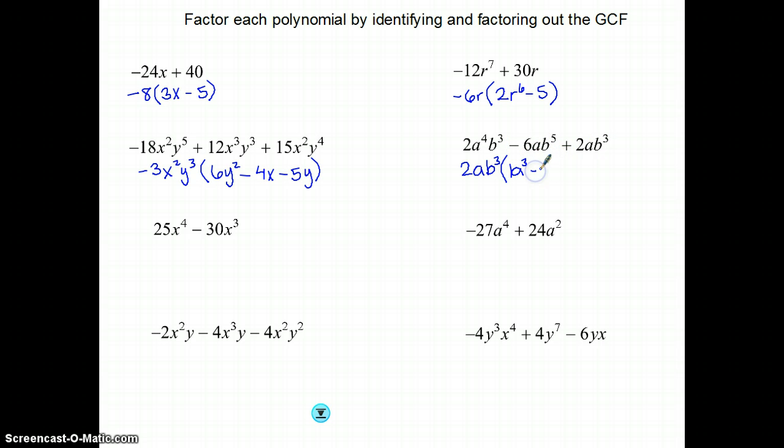Dividing 6 by 2, I get a negative 3. I have 1a, and I took out that 1a, so I have none left. For my b to the 5th, I took out 3, leaving me with b to the 2nd. And for my last term, dividing 2 by 2 leaves me with a positive 1. I have an a, I took out that a, leaving me with no more a's. I have b to the 3rd, I took out that b to the 3rd, leaving me with no more b's. So all I'm left with on the inside of my parentheses is 1a to the 3rd minus 3b squared plus 1. Go ahead and pause the video and try the next 4 on your own.